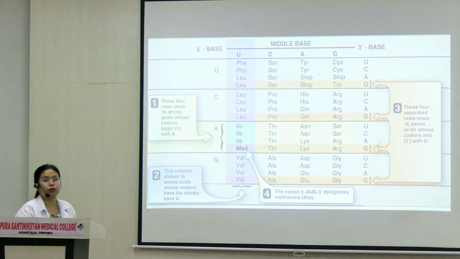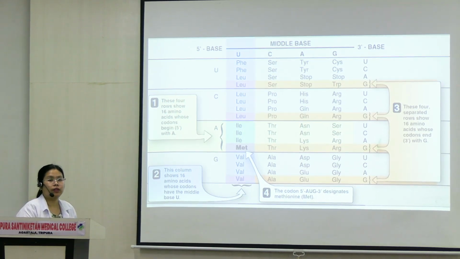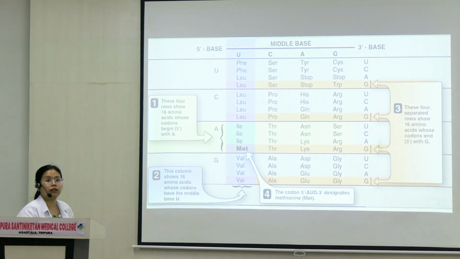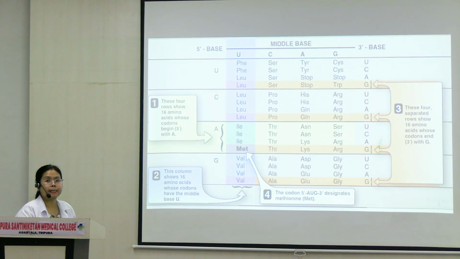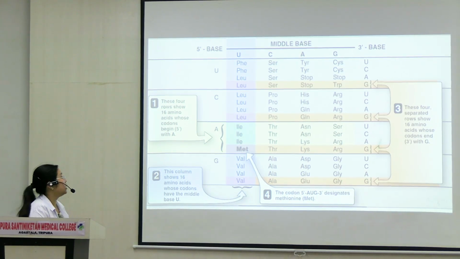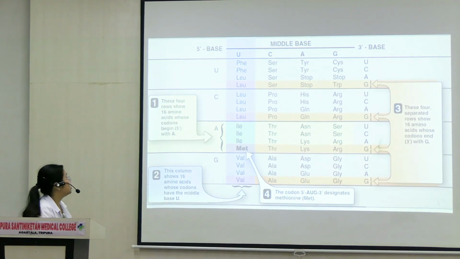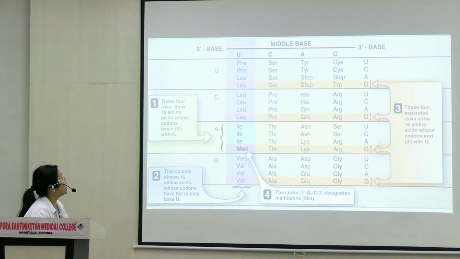AGU. AGU का मतलब क्या है? First base is A. Serine, right? Anybody who is confused about this? का पहला base A बोला मैंने. So A over here, AGU.